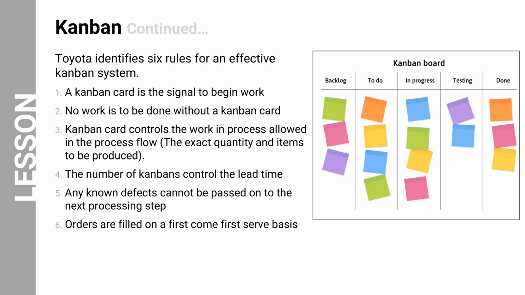Let us look at the 6 rules for an effective Kanban system identified by the Japanese company Toyota. A Kanban card signals the start of work, and no tasks can be initiated without this authorization. Each Kanban card specifies the quantity and type of items to be produced, effectively controlling work in process throughout the system. The number of Kanban cards in circulation directly influences lead times, while quality control is maintained by preventing defective items from moving to subsequent processing steps.